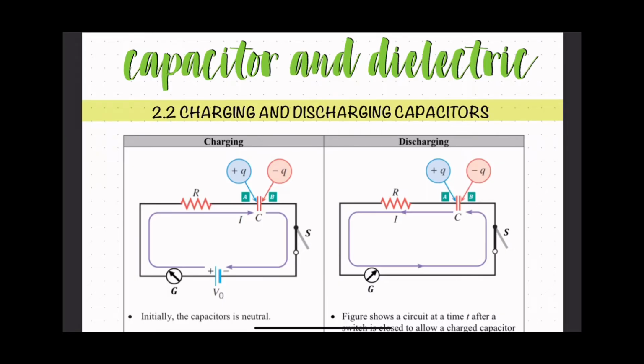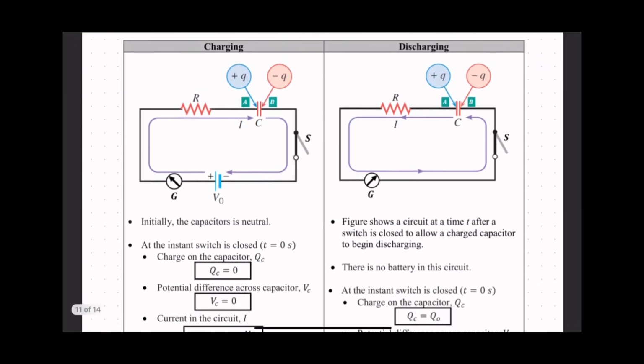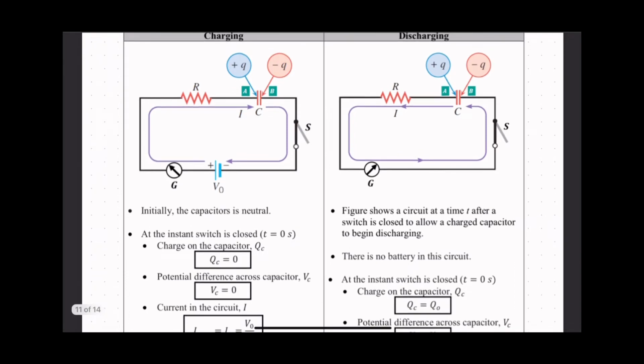Okay, next is 2.2, charging and discharging capacitor. Okay, for process charging, the setup of apparatus is you have the capacitor connected to the supply with the same terminal connected. Kalau positif supply sama pada positif terminal, positive plate of the capacitor.